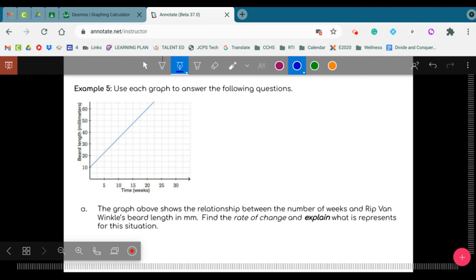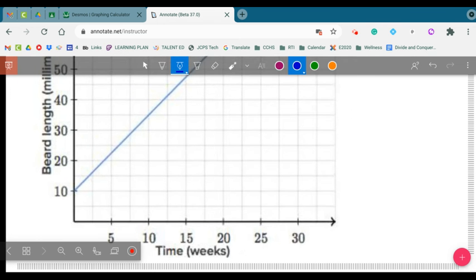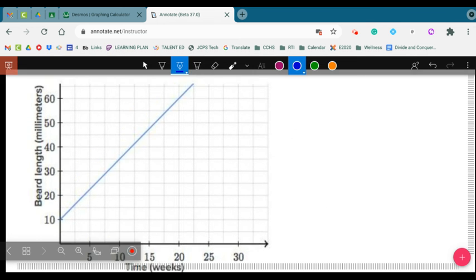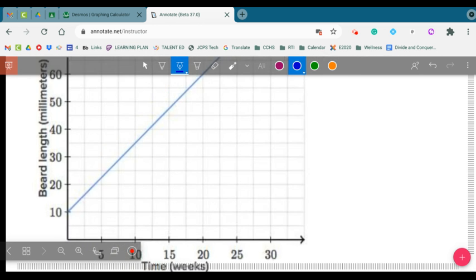Okay, now we have to use the graph to answer the following questions. This is one of our trickier problems. You really have to be able to look at your graph and interpret what it's saying. Use your labels on your x and y axis and make sure you know what values they're going up by. So it says the graph shows the relationship between the number of weeks and Rip Van Winkle's beard length in millimeters. Find the rate of change and explain what it represents. So we have to find our slope. So we're going to find 2 points.